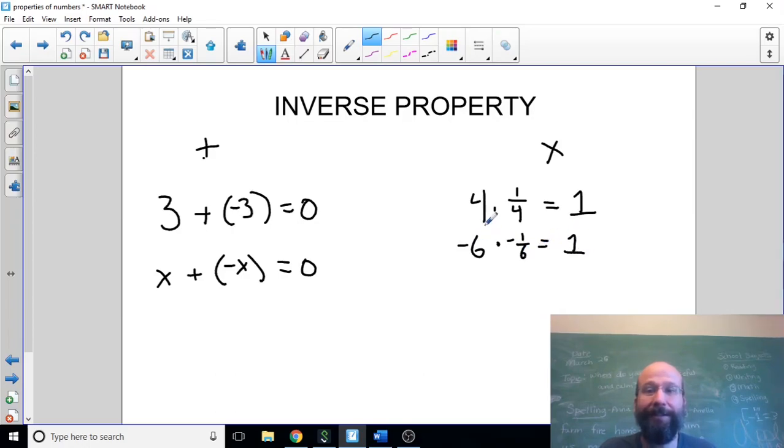Alright, you're multiplying the opposite. The inverse of 1 over 2, remember you just flip them, so it would be 2 over 1, and your answer is going to be 1.